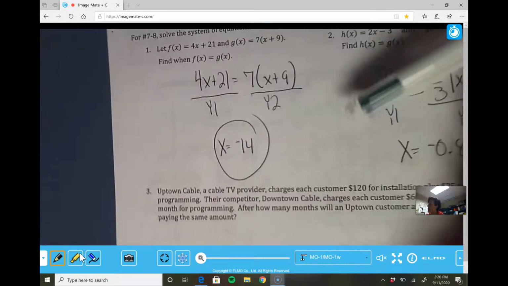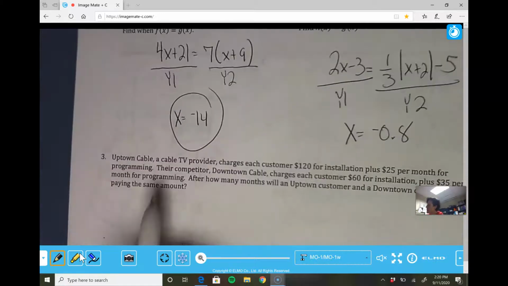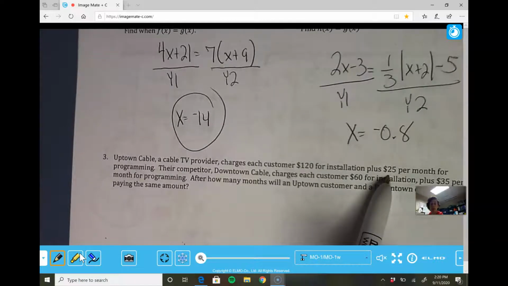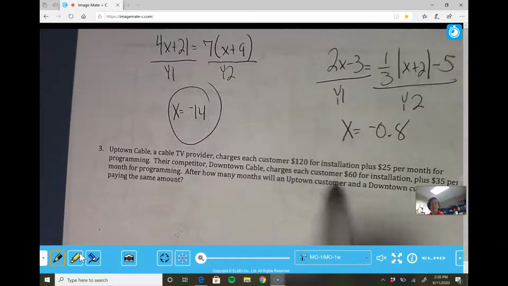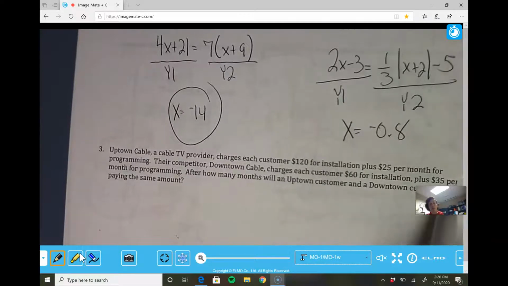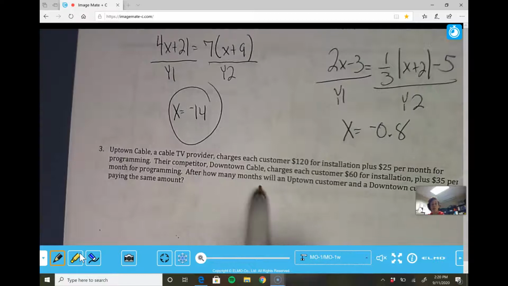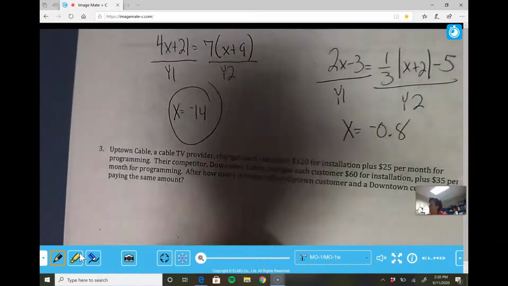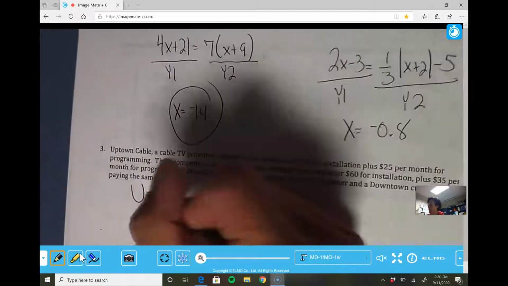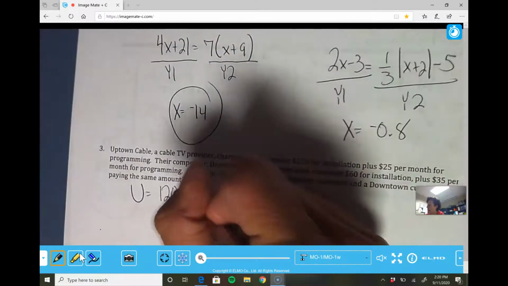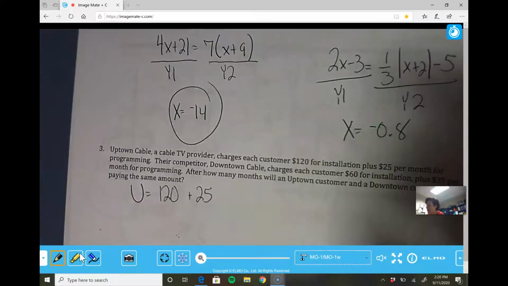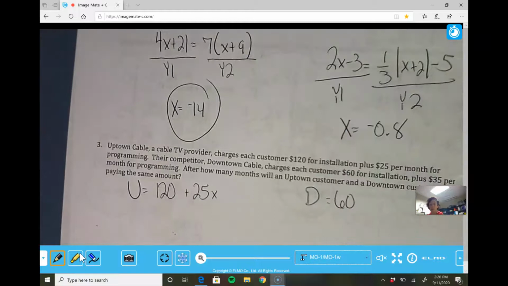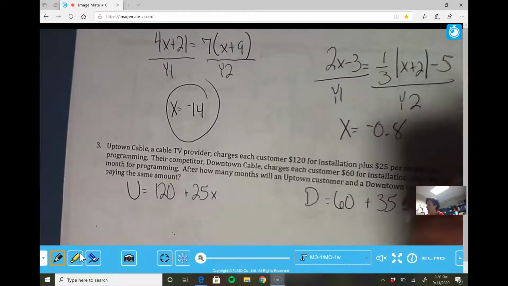Okay, so we've got 2 cable providers. We've got Uptown. They charge each customer $120 for installation plus $25 per month for programming, and their competitor charges $60 for installation, so less, but then they charge more per month. So after how many months will an Uptown customer and a Downtown customer be paying the same amount? So let's say we have Uptown. To get Uptown's bill, I would pay the $120 plus $25 every month. And then if I have the Downtown customer cable group, it's $60 for installation plus $35 every month.